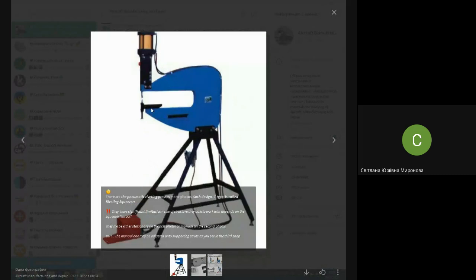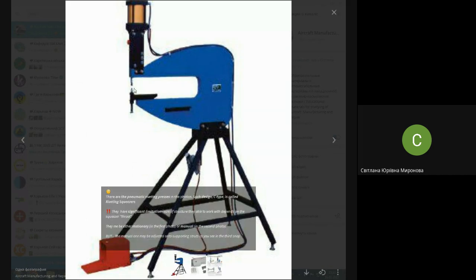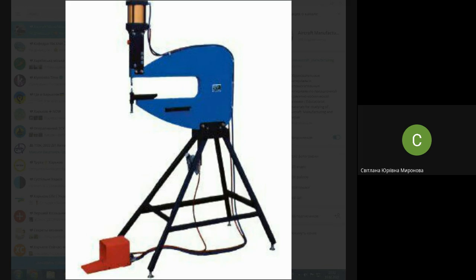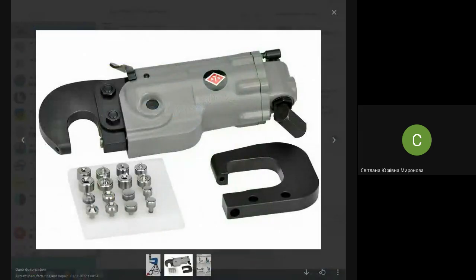Here you see the so-called S-like, C-like in your language, press, which they may also call squeezers or squeezing presses for riveting, which work directly on a table if necessary. And also we have manual squeezers or little portable presses of the same type, which you may use directly in a jig somewhere or on a table.